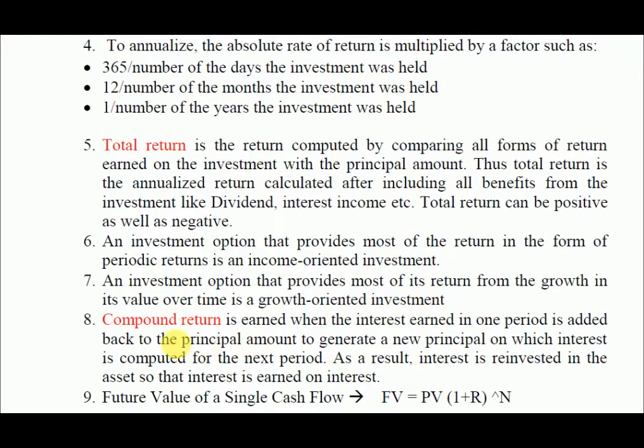Compound return. Compound return is earned when the interest earned in one period is added back to the principal amount to generate a new principal on which interest is computed for the next period. As a result, interest is reinvested in the asset, so the interest is earned on interest.